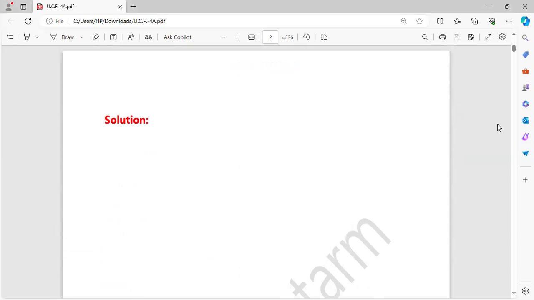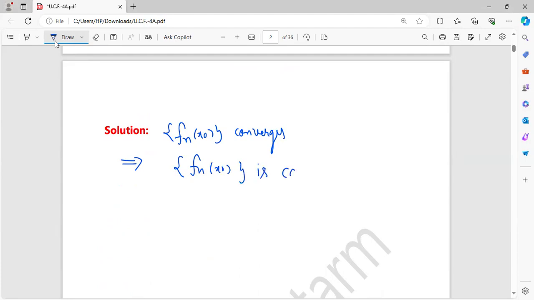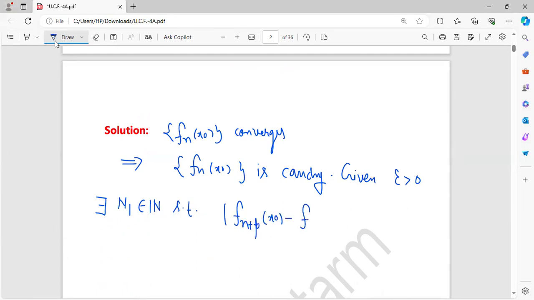So f_n(x0) converges. If it converges, what does it mean? It means f_n(x0) is Cauchy. This implies, given epsilon greater than 0, there exists N1 belonging to N such that |f_{n+p}(x0) - f_n(x0)| is less than epsilon by 2 for all n greater than or equal to capital N1.